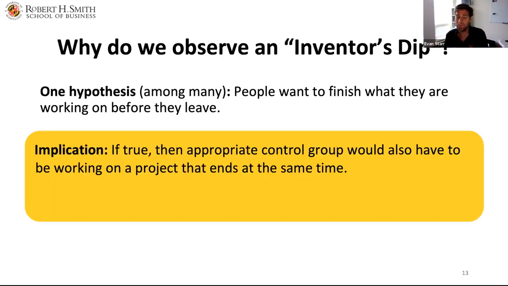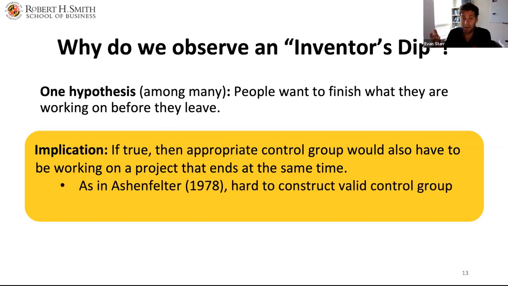And so you work on this project and you're more committed to your firm during that time period than you would otherwise be. So if this is what's going on, then what you need for a control group here is you need the control group to also be working on a project that ends at the same time. So you need a worker who is also on a project, not a patent application, but some sort of project that is going to end at the same time, or maybe a patent that didn't get approved. So therefore they match the pre-trends. That's what you need.